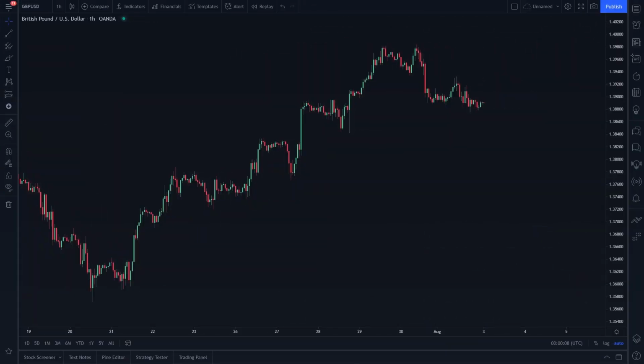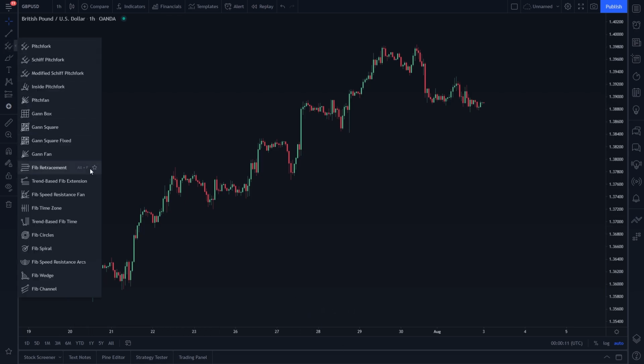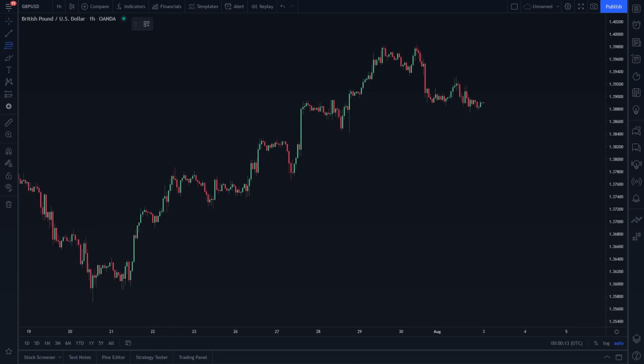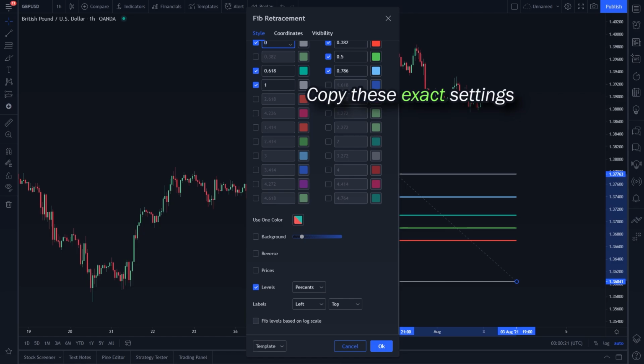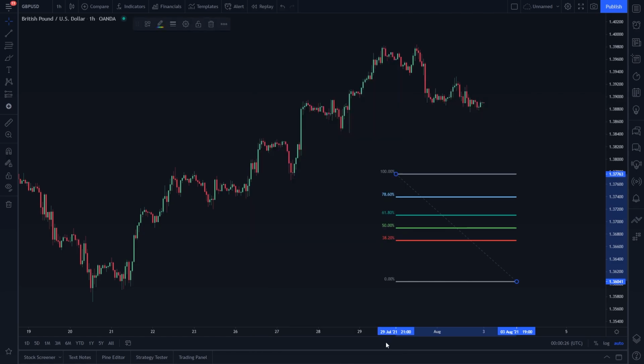Now, if you're using TradingView, the Fibonacci tool can be found on the left side of the screen. You click it and select Fibonacci retracements. Now for the settings, I want you to copy these exact values so that it'll be easier for you to follow along. And so here's how you apply the tool onto your chart.